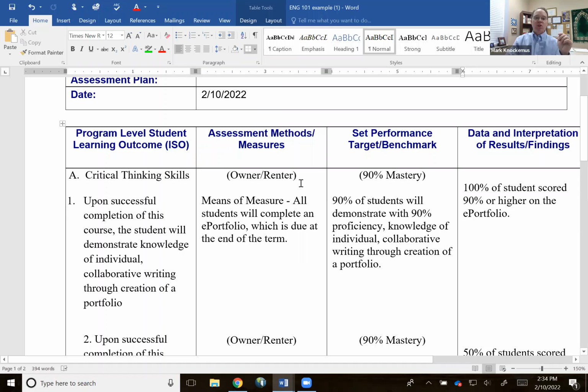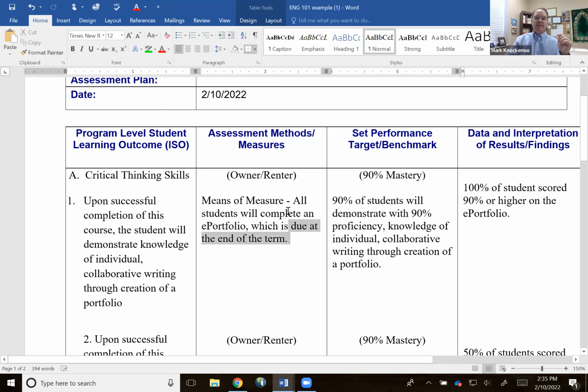Then we just looked at the owner renter. That's going to go here under the second column, assessment methods, measures, and then the performance target benchmark. That could be like introductory, established, or mastery. You want to think about those terms as letter grades, C, B, and A. Introductory would be a C, 75, established B, 85, mastery 90 or above.